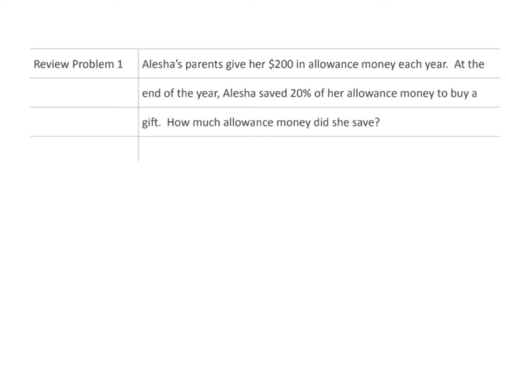So let's do a couple review problems really quick just to make sure we're in the swing of things. And we're going to start with our percent proportion with the 100. Alicia's parents give her $200 in allowance money each year. At the end of the year, Alicia saved 20% of her allowance money to buy a gift. How much allowance money did she have?